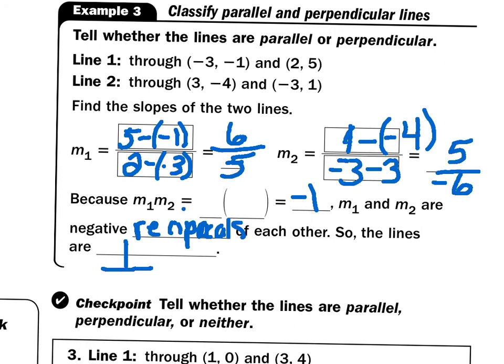Checkpoint. Tell whether the lines are parallel, perpendicular, or neither. Neither, when they don't have the same slopes, and when you multiply the slopes together, there'll be some odd number, like 27 or negative 2. They just will not equal negative 1.